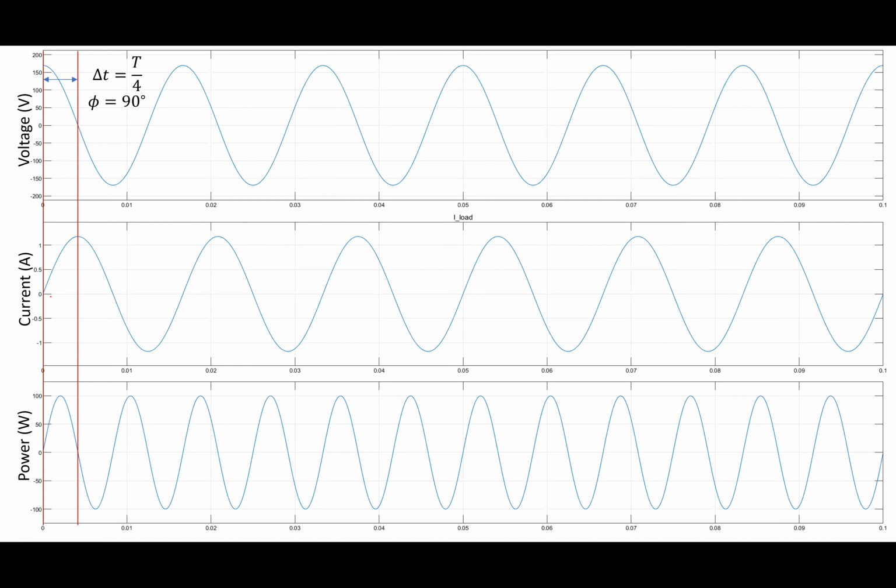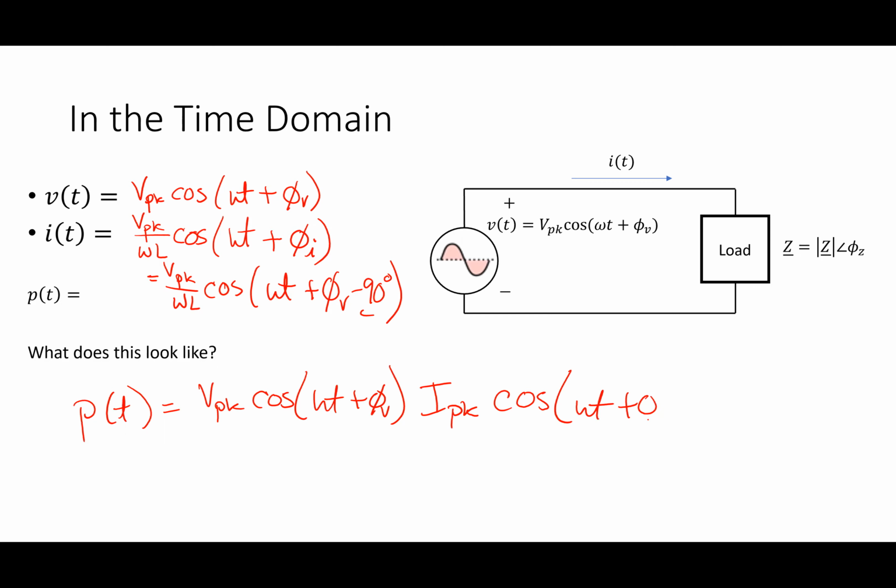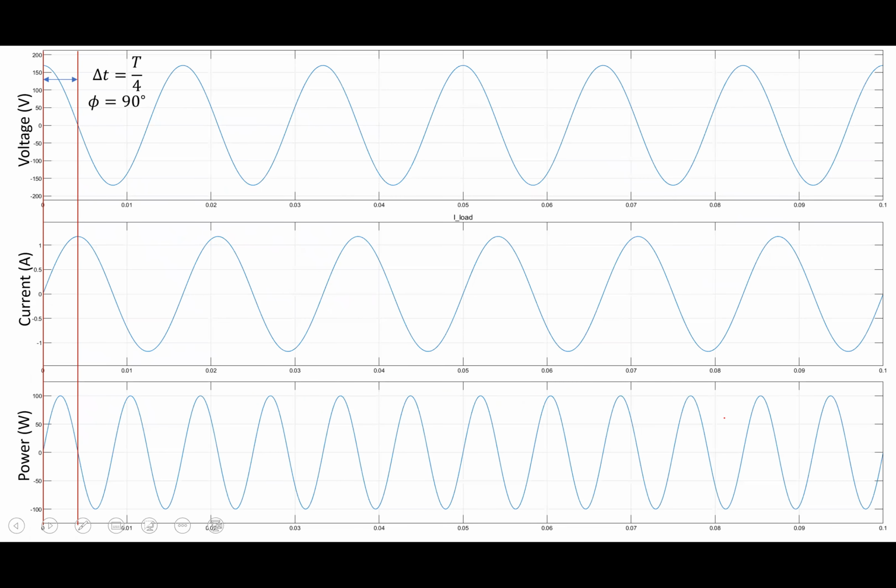If you do it that way, what I showed at the bottom is P of t. I showed the power. So what I did here for P of t is plug in V peak cosine omega t plus phi V, and plug in I peak cosine omega t plus phi V minus 90 degrees. You do that math and you get this result here that I've shown.